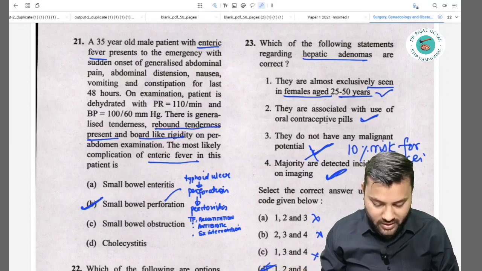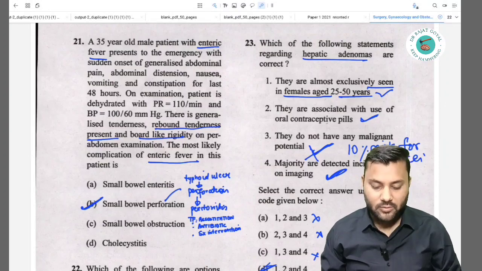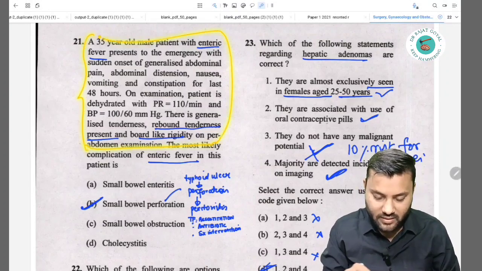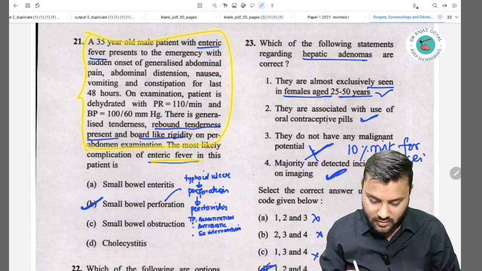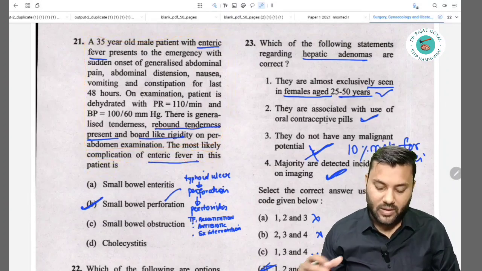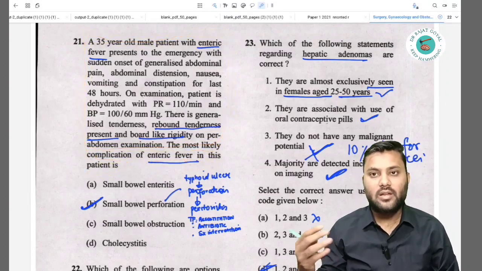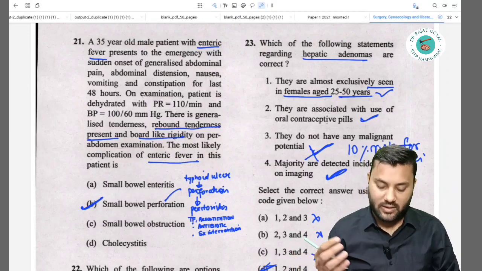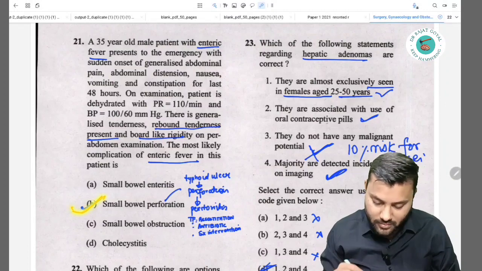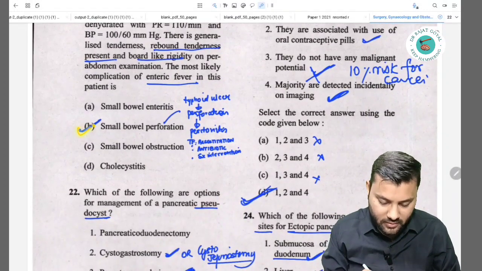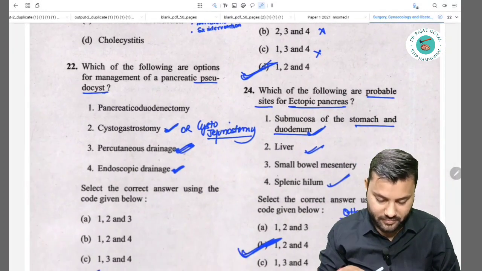The most likely complication of enteric fever is... so they have given a long history, but lastly added something else. So the most likely complication of enteric fever: we know that in enteric fever there are generally longitudinal ulcers and they have the tendency to perforate in the chronic cases. So small bowel perforation will be there. So option B is the answer.